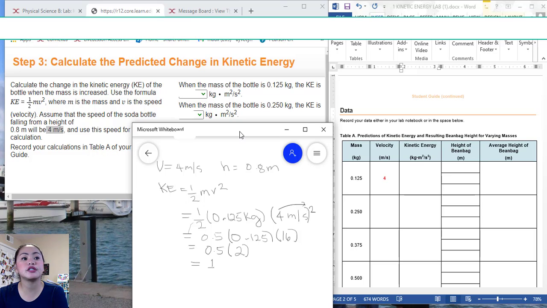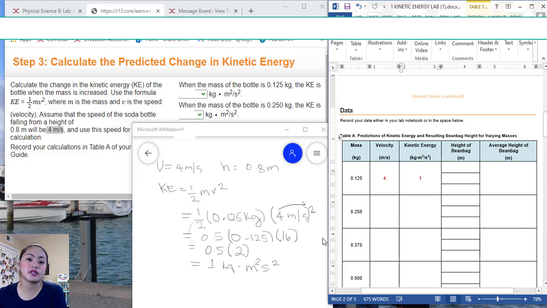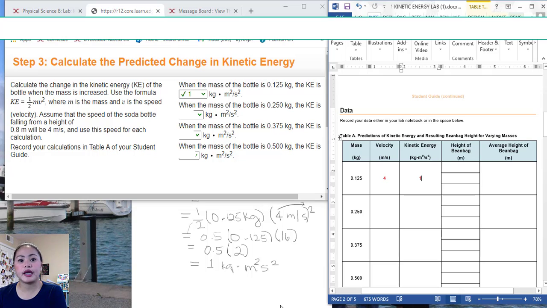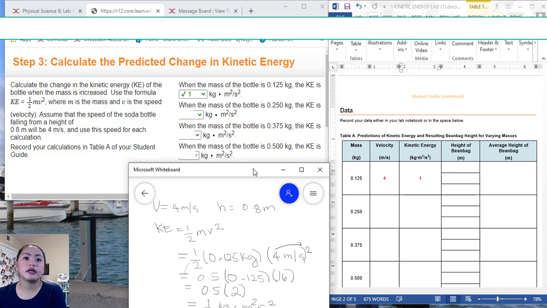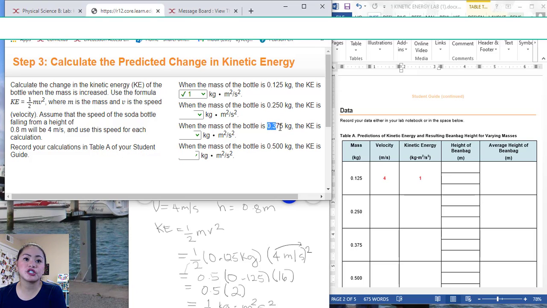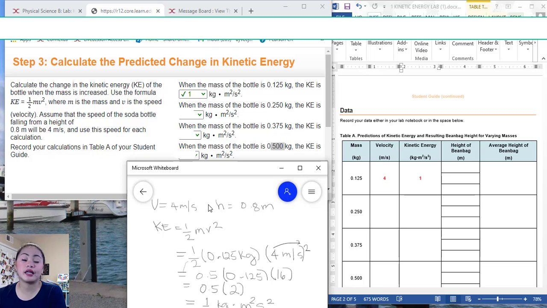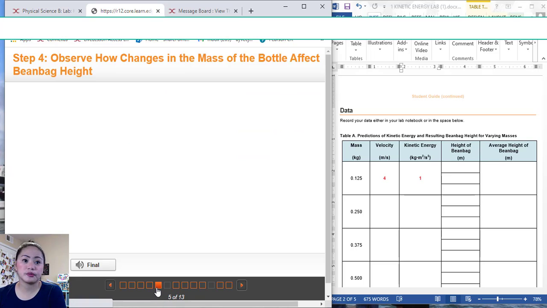So our kinetic energy is 1 kilogram meter squared per second squared. So our answer right here is 1 kilogram meter squared per second squared. That's how you answer, and then you choose your answer here, and that would be 1. And then you put the answer here. Basically you're going to do the same thing here, and just know that the mass is changed. It's increasing. So what is your prediction for the kinetic energy? Once you finish that, just go ahead and go to the next page.